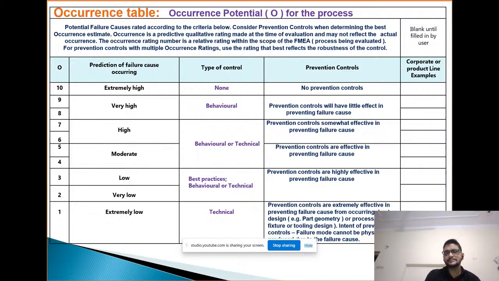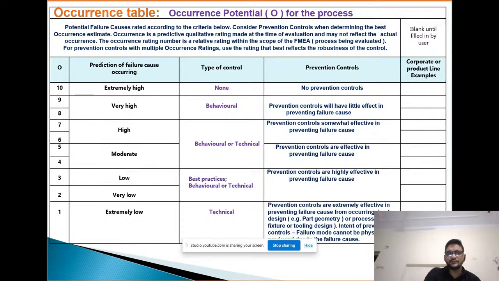If the rating is 8 and 9, that is very high, and the type of control is behavioral, and prevention control will have little effect in preventing the failure cause. In the case of rating 6 and 7, the prediction of failure cause is high, and the type of control is behavioral or technical. In the case of rating 6 and 7, prevention control is somewhat effective in preventing the failure cause.